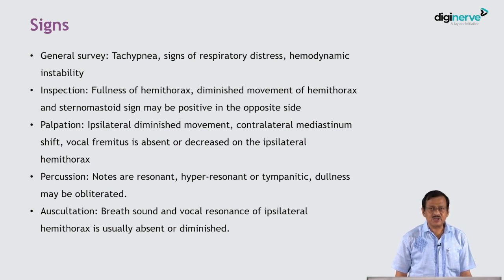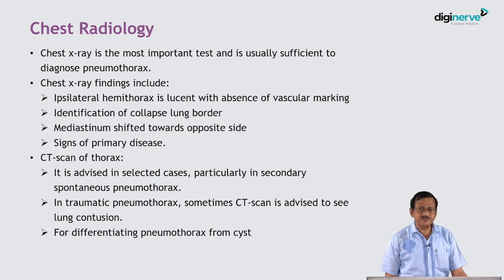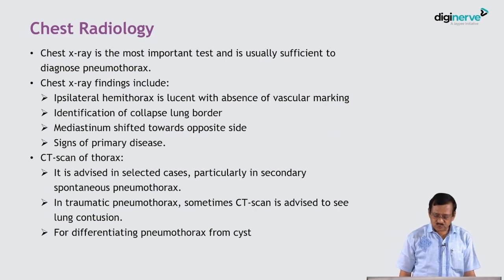Auscultation: breath sound and vocal resonance are usually decreased or absent. Now, chest radiology is important. The chest X-ray is the most important test and usually sufficient to diagnose pneumothorax. Usually, no other investigation is necessary. Chest X-ray findings include an ipsilateral hemithorax that is lucent or absence of vascular marking, identification of the collapsed lung border, mediastinal shifting to the opposite side, and signs of primary disease.